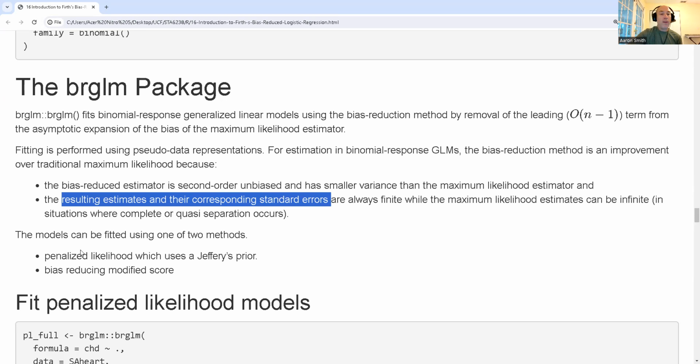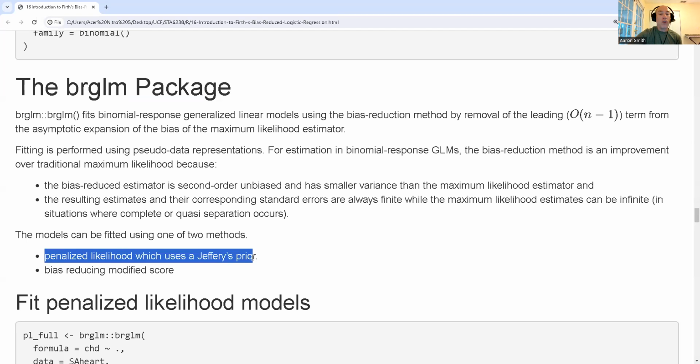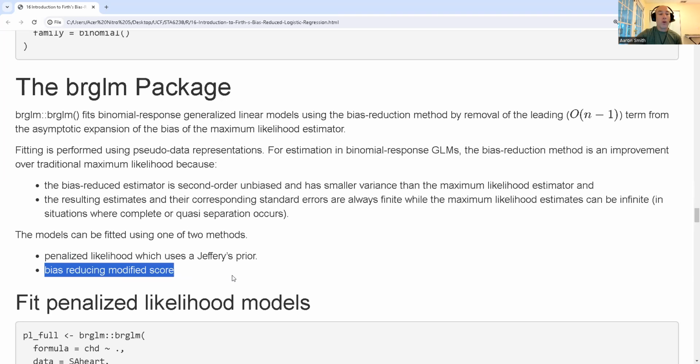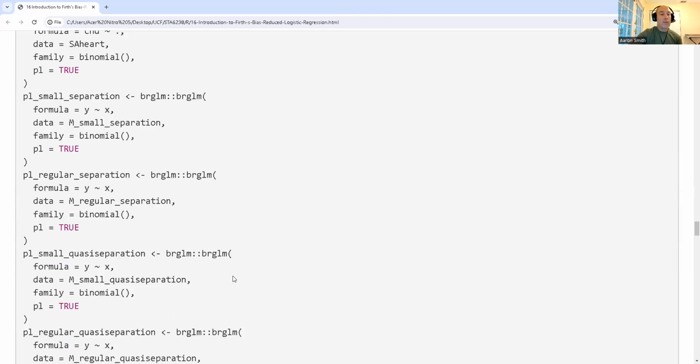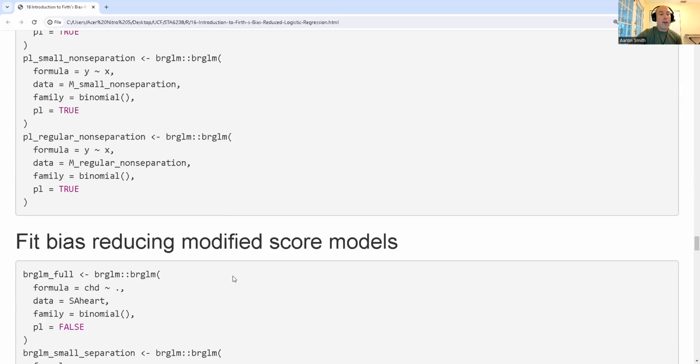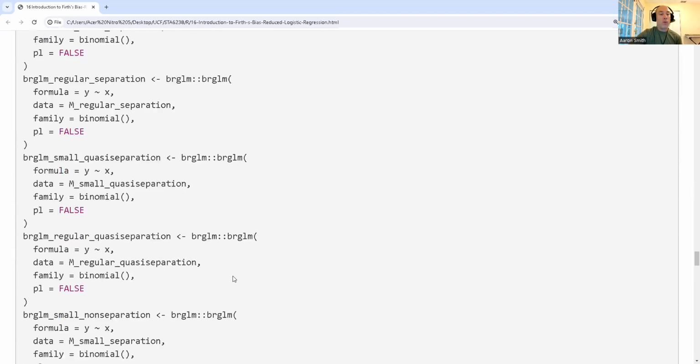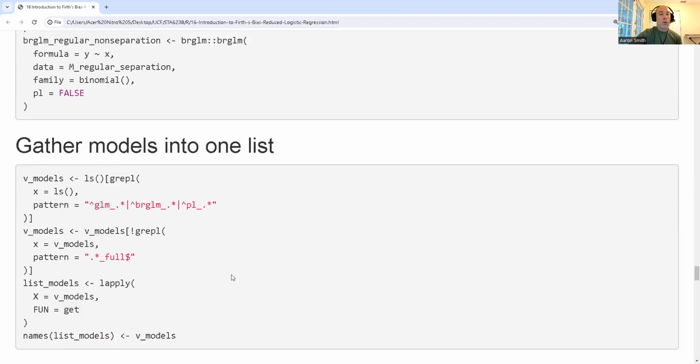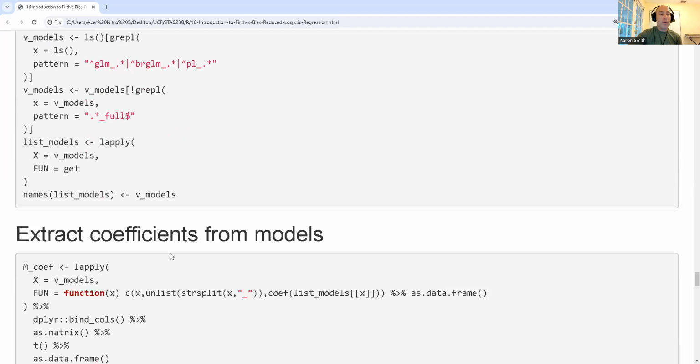The models can be fitted using one of two methods. So we have penalized likelihood, which uses Jeffrey's prior, or we could use the bias reducing modified score. All right, so let's go ahead and fit some models. I'm going to go through and show you the output.